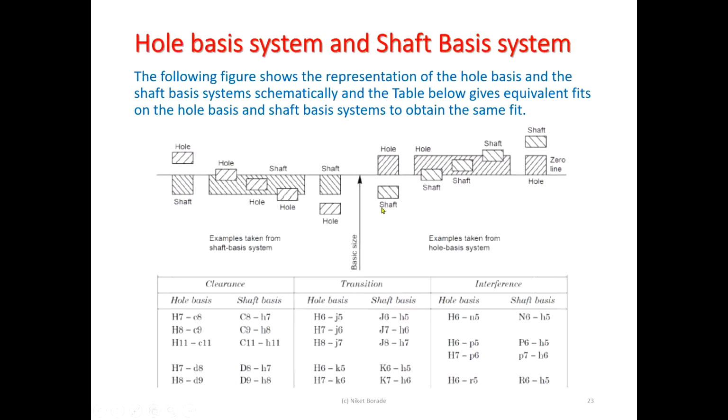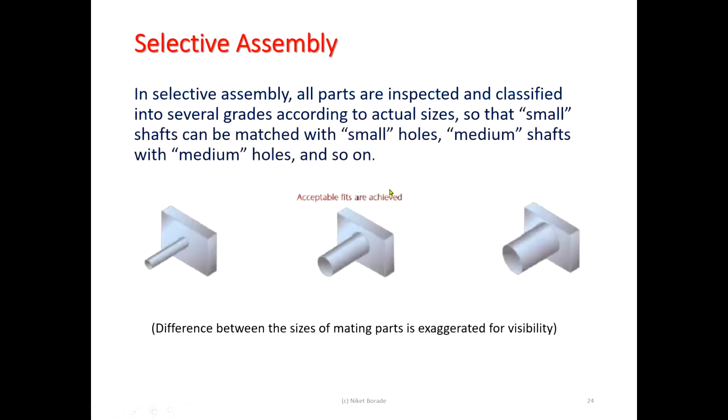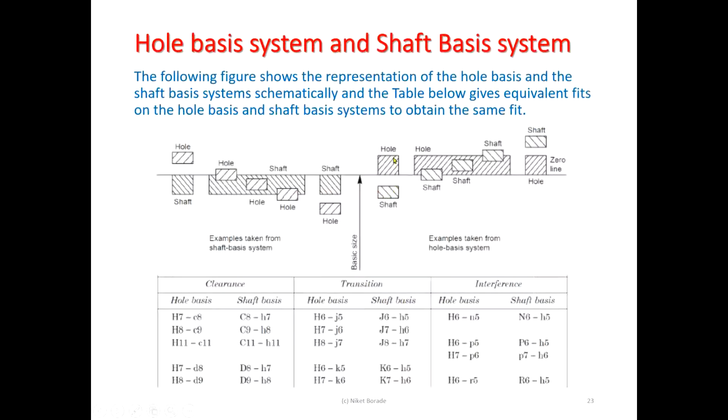Now you have the shaft. This is the variation in the shaft, the minimum limit of the shaft and the maximum limit of the shaft. So in any case the shaft is smaller than the hole, so it is a clearance fit. Here it is a transition fit. If it is going up here, you can see the transition, and here it is complete clearance.